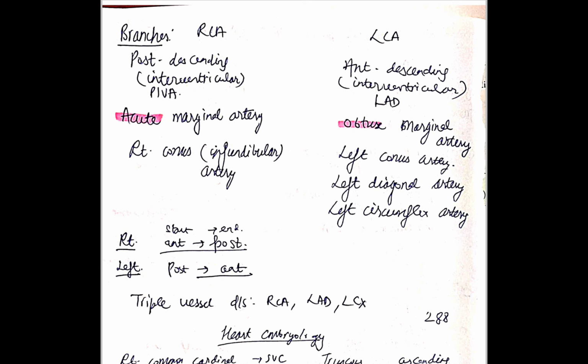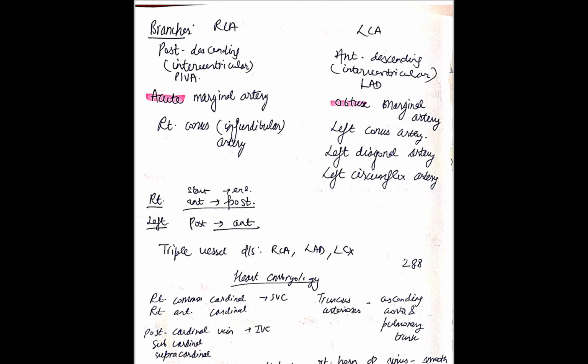Okay, these branches: posterior descending or anterior descending, then the marginal arteries, acute and obtuse, and the conus arteries. And what extra does the left one have? Left diagonal and left circumflex. So the left has extra C and D, that is diagonal and circumflex. Here again, I have mentioned that the right goes from anterior to posterior. So the interventricular septum is important: if posterior comes, then it is the right, and if anterior comes, then it is the left.